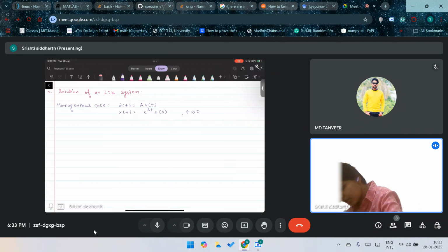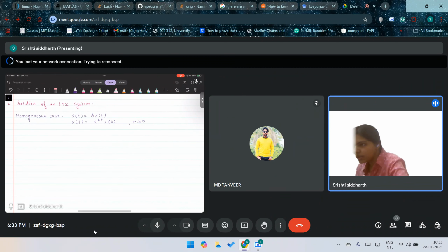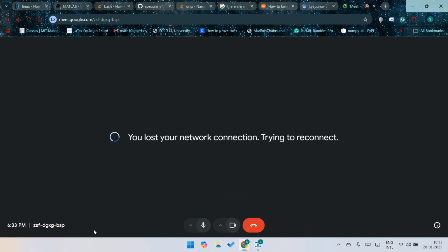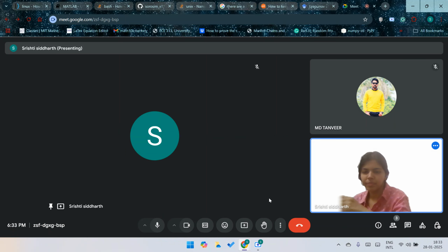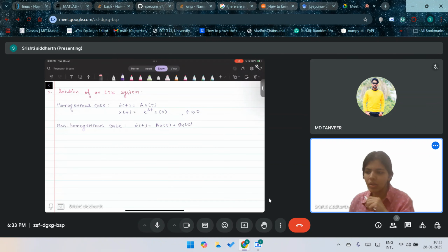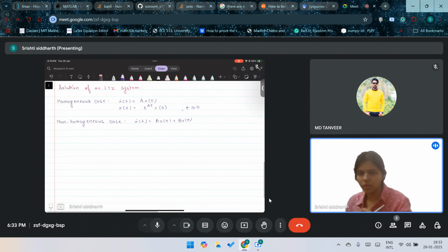So non-homogeneous case. So this is the differential equation: x dot equals Ax(t) plus Bu. Just let me know if the screen is not visible.